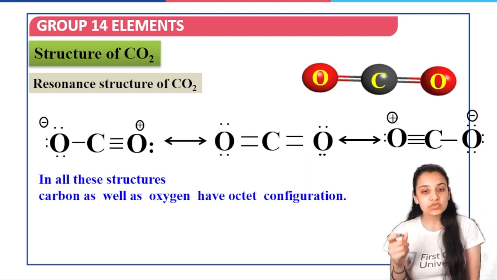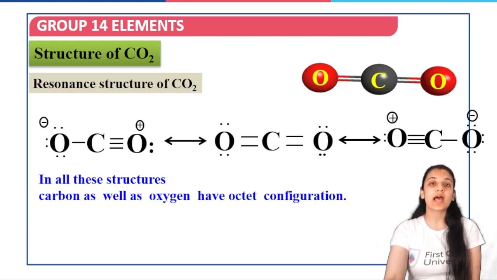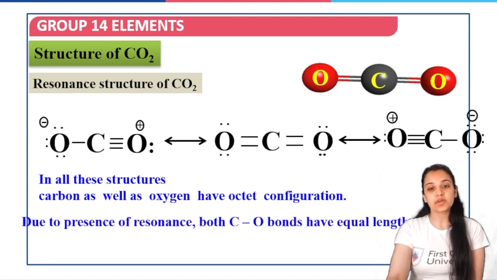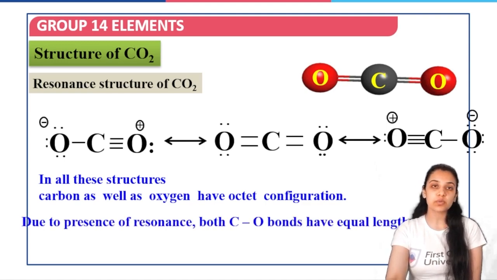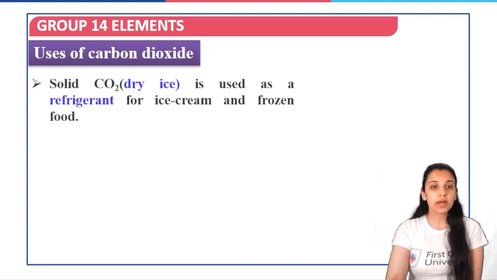So in all these three structures, we see that both carbon as well as oxygen will have a complete octet configuration. And due to the presence of resonance, both of the CO bonds have equal lengths of 115 picometers. Now, what are the uses of carbon dioxide?